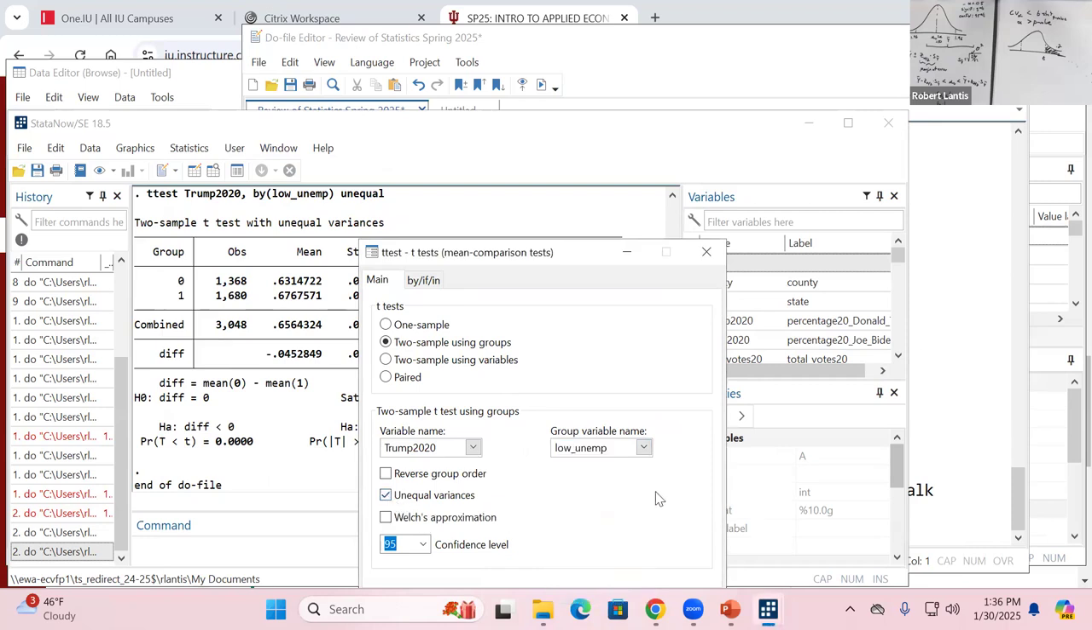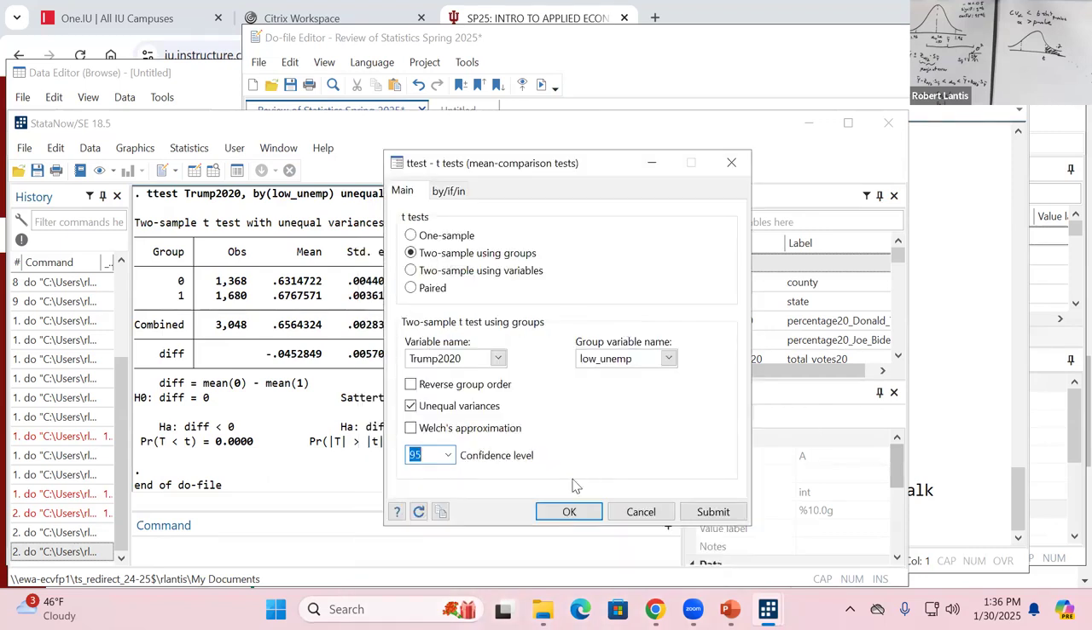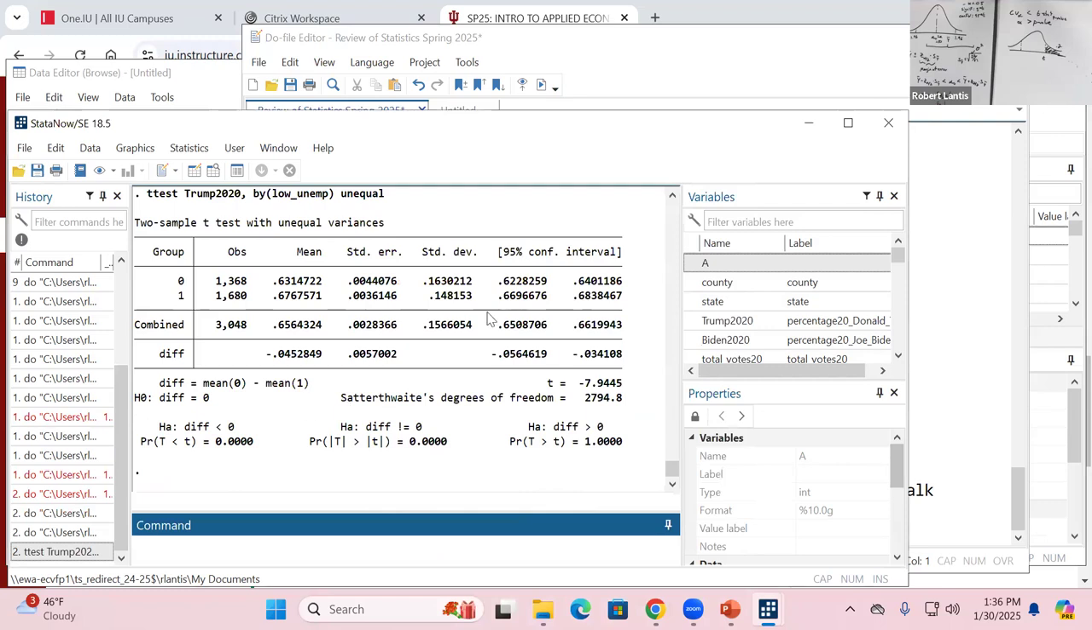We said we're always going to assume we have unequal variances. We can actually specify what levels of confidence we want here. We'll just leave it at 95% for now. I can hit OK. I'm getting the exact same output. All right, so you can use the interface. I'm telling you that this is always going to be the syntax.